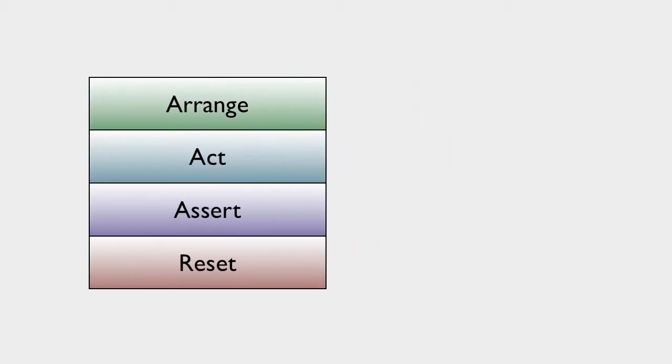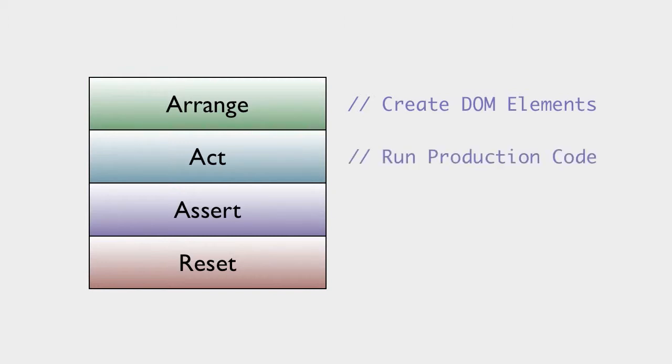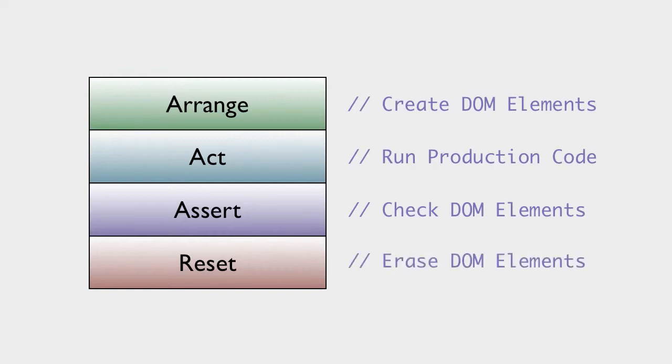Anyway, in DOM testing, the same pattern applies. In the arrange step, you'll create the DOM elements your production code uses. In the act step, you'll run your production code. And in the assert step, you'll check the DOM elements to see if they've changed in the way that they were supposed to. Sometimes you'll reset the DOM by removing the DOM elements you added in the arrange step.